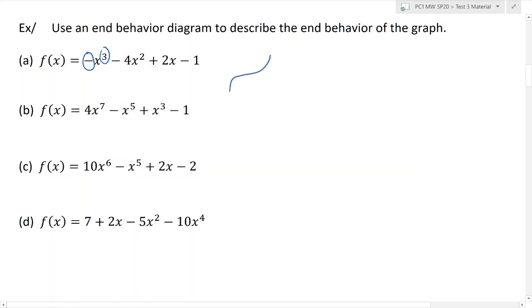So it's either going to be up like this or like this. If it's odd and negative, remember your overall average rate of change must be negative. So it has to be this type of behavior. So let's write our symbol: up as you go to the left and down as you go to the right.